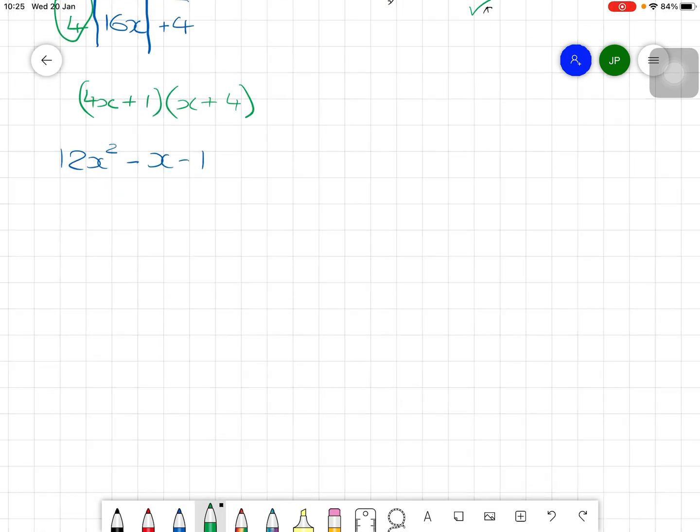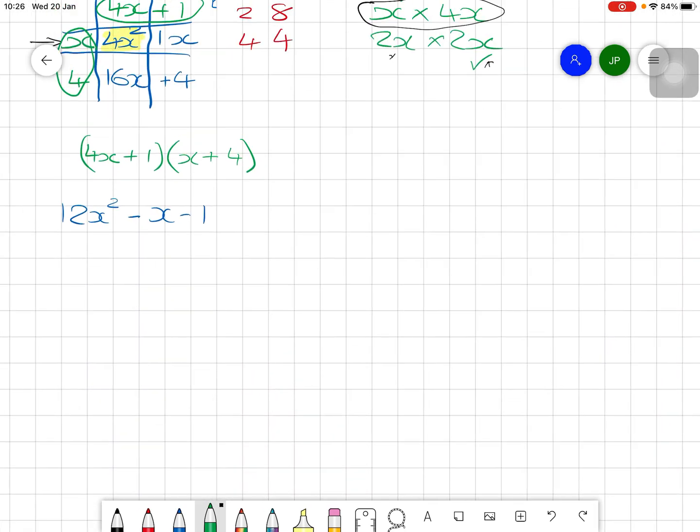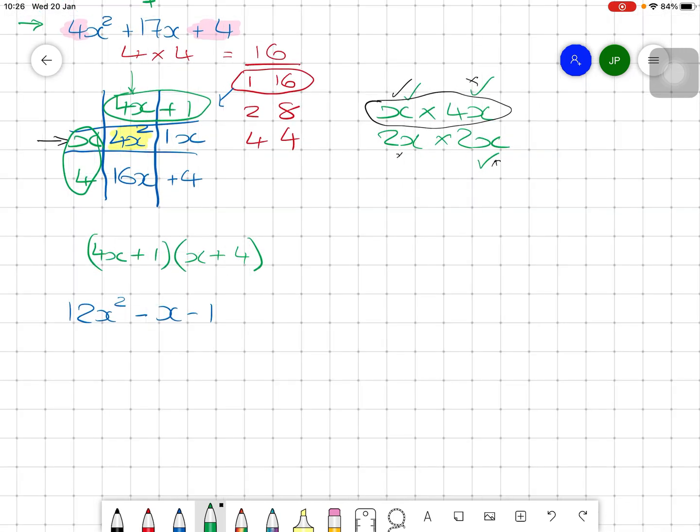Last one, again, even more to think about with this one. There are even more factor pairs to get to your 12x squared, but can you pause again for me and have a go at the next one you see on your screen, so the 12x squared minus x minus 1.